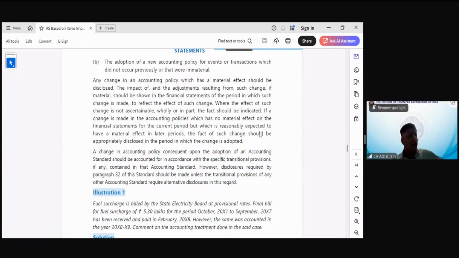That is also important. Soumya says present it as a prior period item. Okay. Anyone else? Any more thoughts on this? So what do you do?